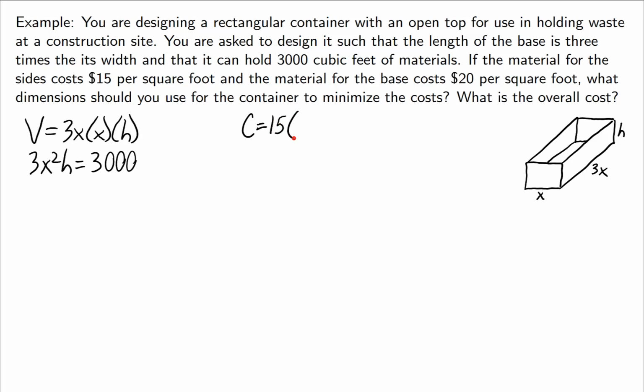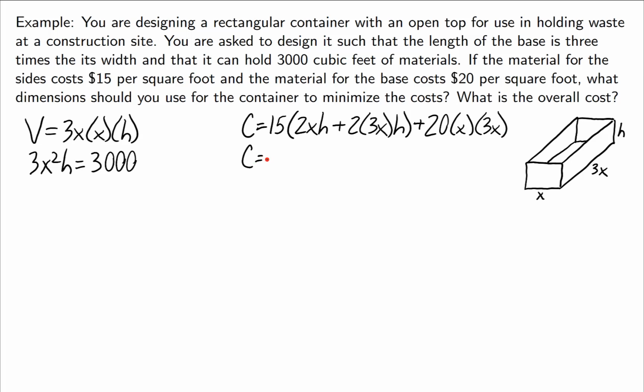Your 4 sides are a front and a back, which is x times h. So I'm going to say 2xh. The left and the right are 3x by h. So I'm going to say 2 times 3x times h. And then it's $20 for the base. And the base is x by 3x. That'll give us our cost function for how much it will cost us to build this container.